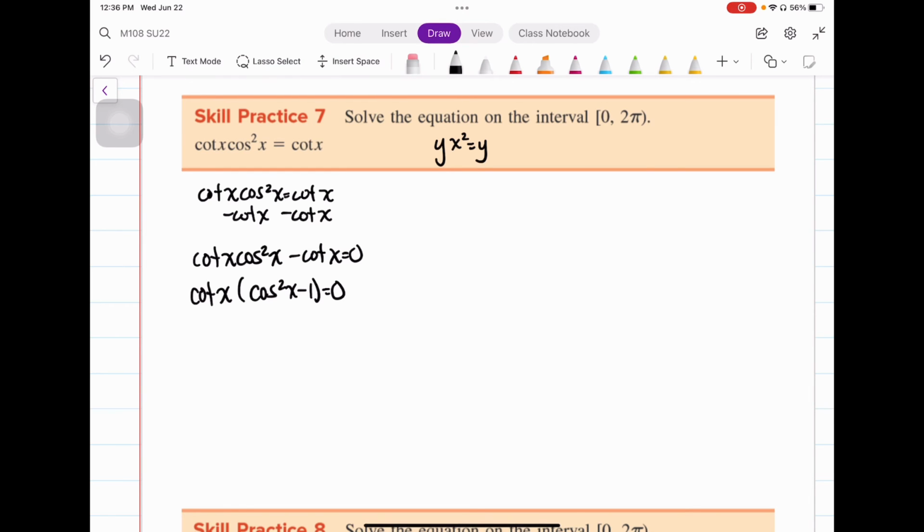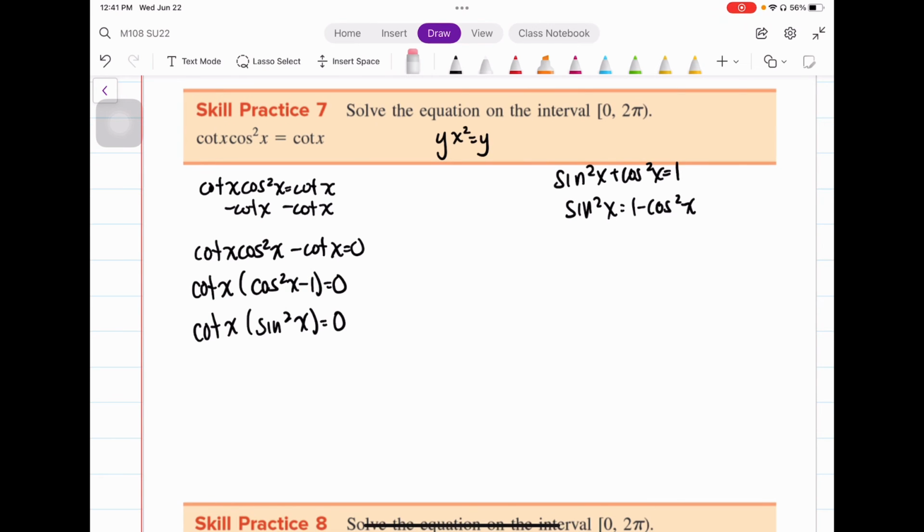Well, remember the Pythagorean identity. Sine squared x plus cosine squared x equals 1. That means that sine squared x equals 1 minus cosine squared x. So I can replace the cosine squared x minus 1 with sine squared x. I then have cotangent x sine squared x equals 0.